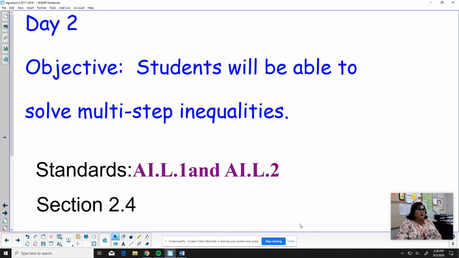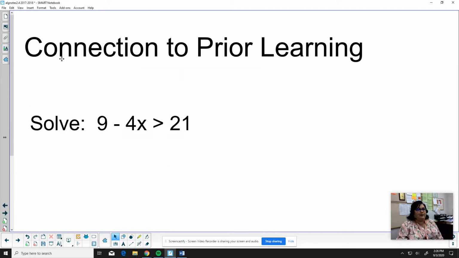So we are going to do the second day of 2.4 on this video, which is solving multi-step inequalities. Last week we did just regular ones that had one variable on one side, two-step, that kind of thing. So go ahead and push pause and try this first one. And then you can hit play when you're done and see if you did it correctly. This would be a review problem.